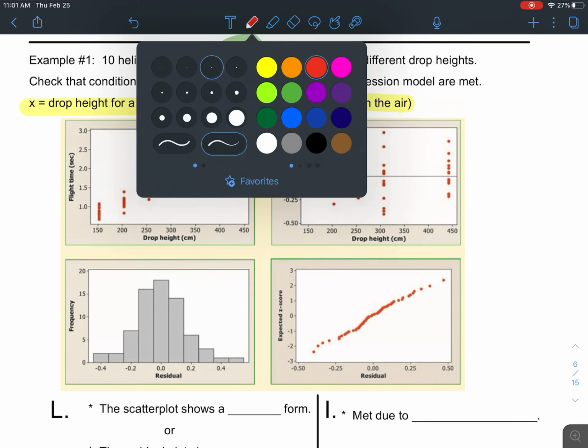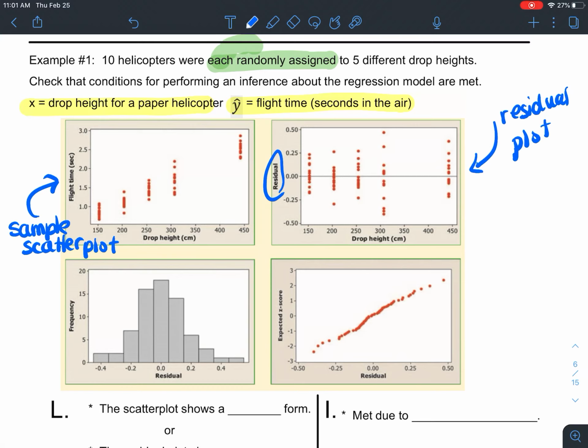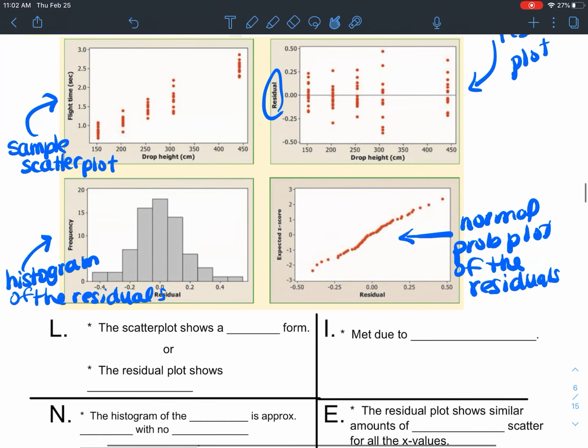I just want to label what these things are that we're looking at up above. This right here is a sample scatter plot. This is the original scatter plot. Over here, this is the residual plot already made for you. Down here, a couple different things. This is a histogram, not of the original data. This is a histogram of the residuals. And what you see over here is a normal probability plot of the residuals.